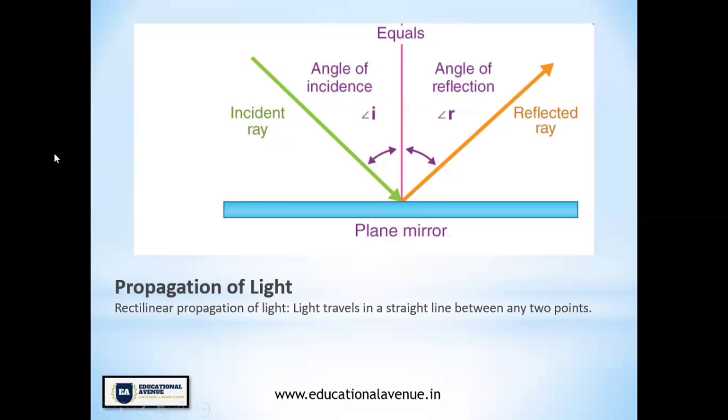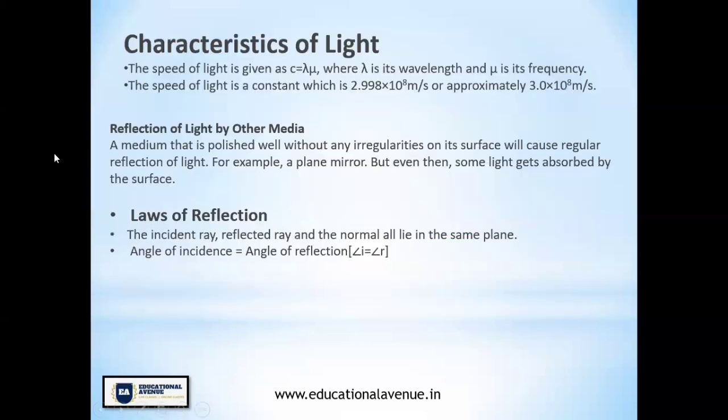Just write here laws of reflection. And one single line you add there, before this only: the speed of light is 3 into 10 to the power 8 meter per second.